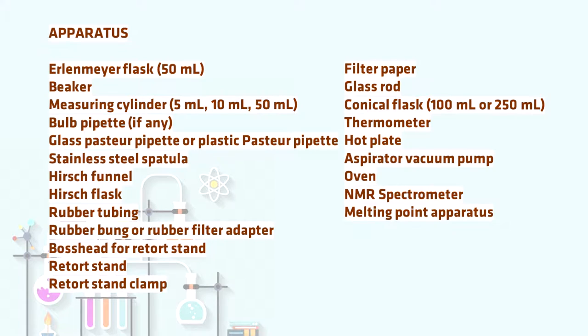The apparatus of this experiment: 50 ml Erlenmeyer flask, beaker, 5 ml, 10 ml and 50 ml measuring cylinder, bulb pipette, glass Pasteur pipette or plastic Pasteur pipette, stainless steel spatula, Hirsch funnel, Hirsch flask, rubber tubing, rubber bung or rubber filter adapter, hose head for retort stand and retort stand clamp, filter paper, glass rod, 100 ml or 250 ml conical flask, thermometer, hot plate, aspirator vacuum pump, oven, NMR spectrometer and melting point apparatus.